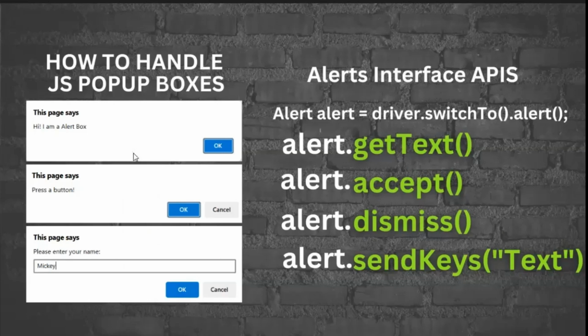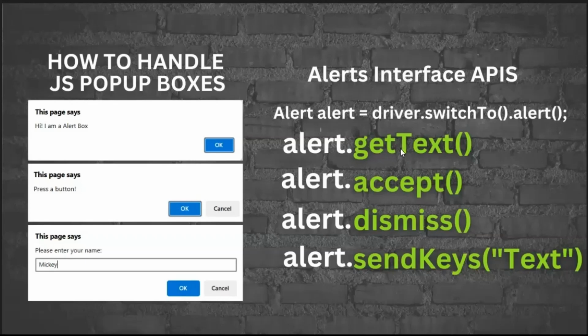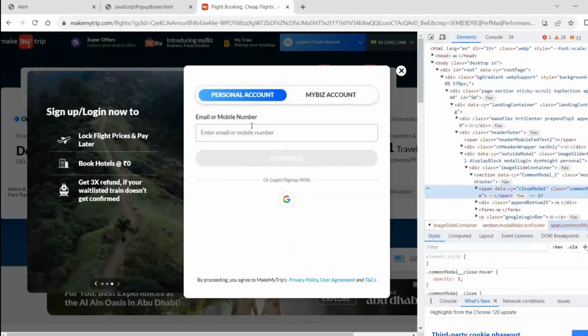Okay, let me quickly summarize what we covered in today's video. We saw how to use these four methods, get text, accept, dismiss, send keys from the alerts interface. Then we saw the different types of JavaScript pop-up boxes. Further, we noted how these pop-up boxes are different from any other pop-up boxes. We took the example of the Make My Trip website pop-up.